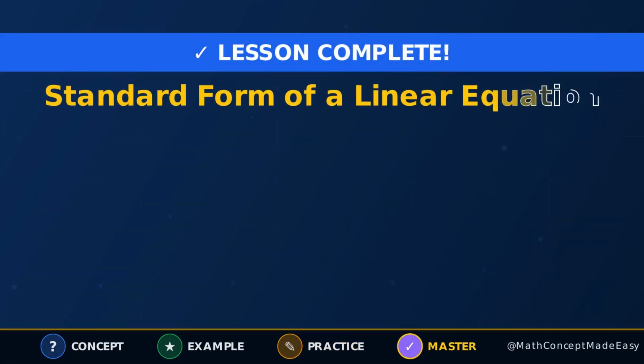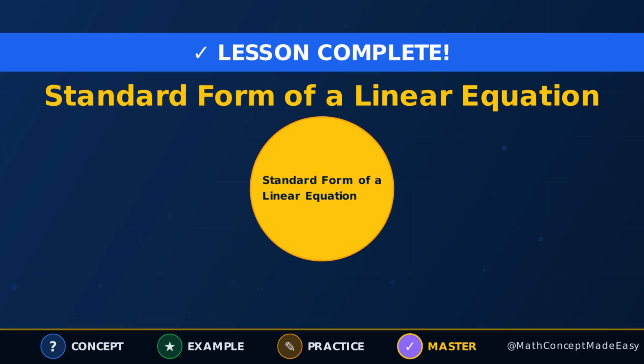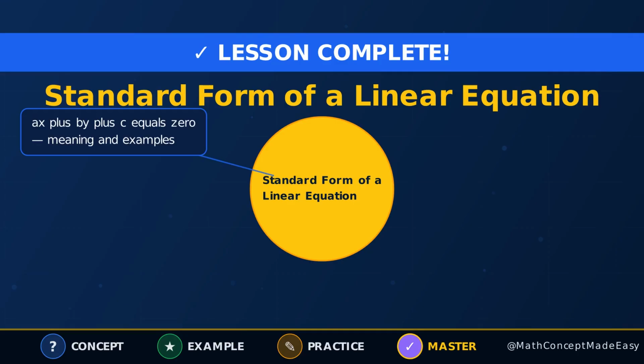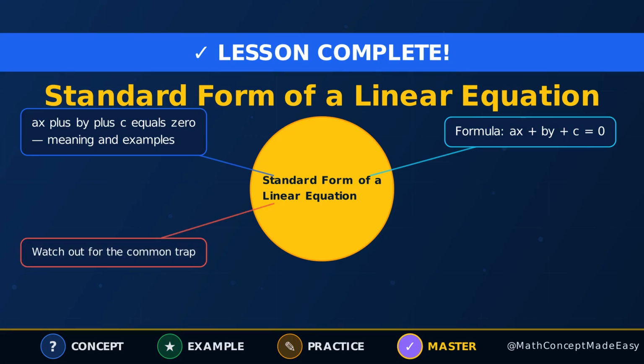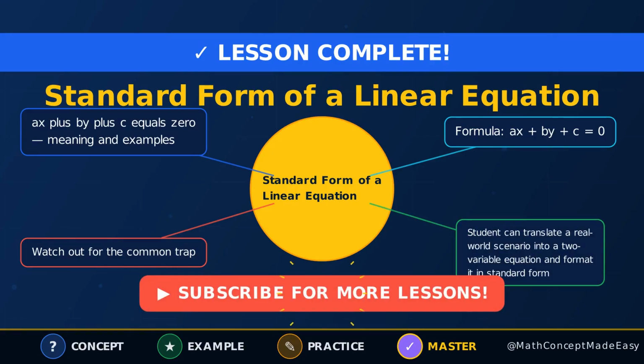Let us bring today's lesson together in one picture. At the center of everything sits standard form of a linear equation. We explored ax plus by plus c equals 0, meaning and examples. The one formula to remember is a times x plus b times y plus c equals 0. Watch out for the common trap we discussed. And remember our goal: a student can translate a real-world scenario into a two-variable equation and format it in standard form. Next lesson: graph of a linear equation, plotting the line, infinite solutions, slope intuition.